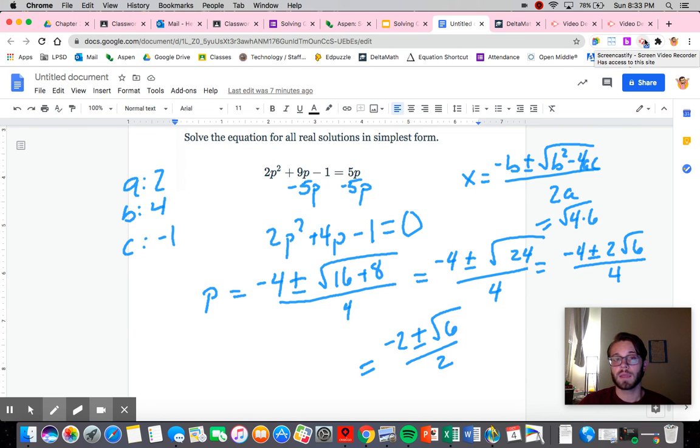And that ends some of our more algebraic methods of solving quadratics. The next one will be dealing with graphing, but I think it's important to see what it looks like coming through all the other methods.